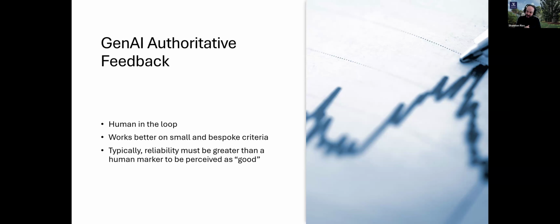We've found in our experiments this typically works better on small and bespoke criteria, which doesn't mean you can only use it for small and bespoke things, but if you have a large complex thing, say a report, it's better to have it look at small aspects of the report and then combine all that together, rather than trying to just get it to critique one large report with a simple prompt in one go.